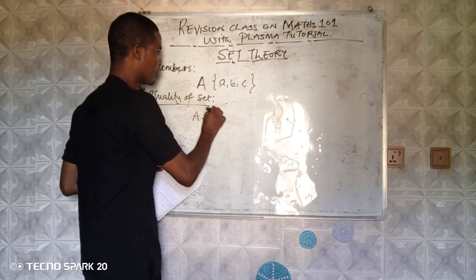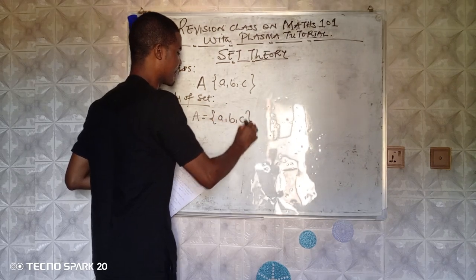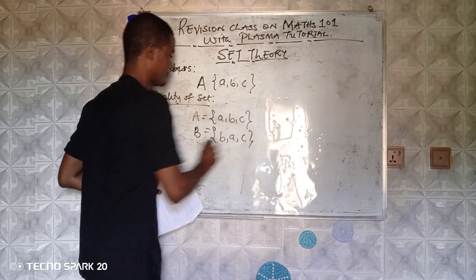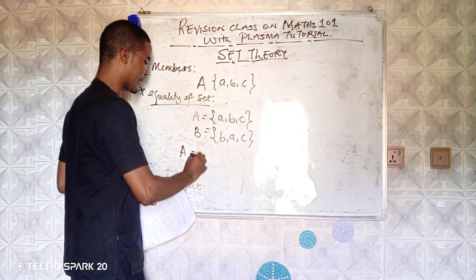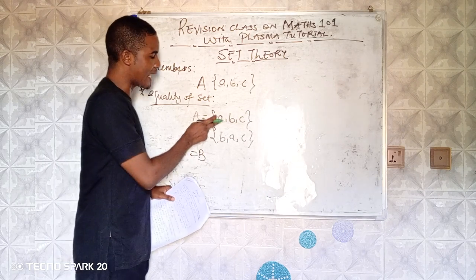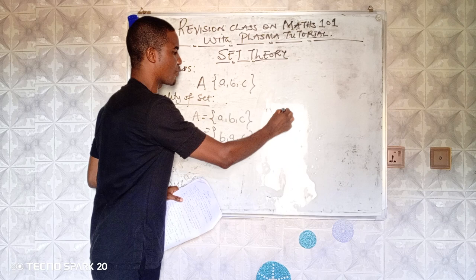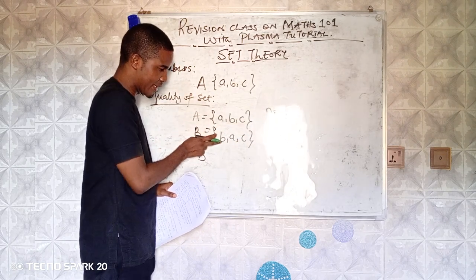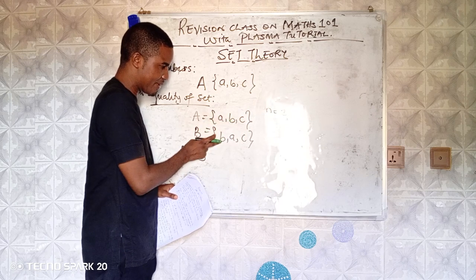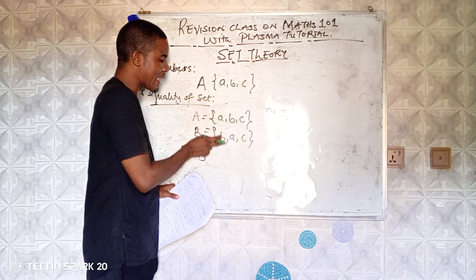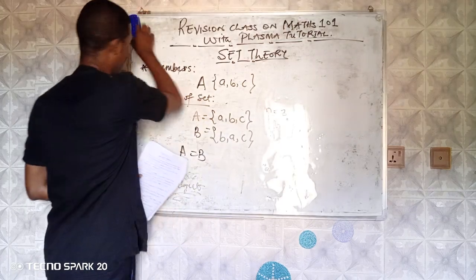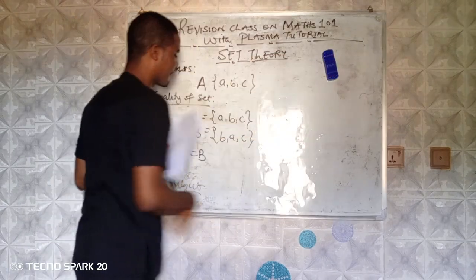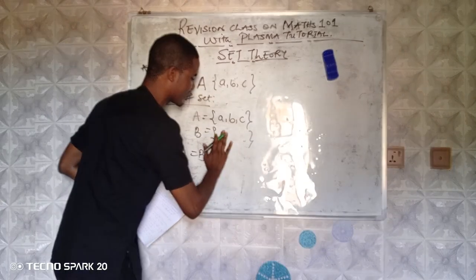If I have set A to be {a, b, c} and set B to be {b, a, c}, I can say that set A equals set B. Why? Because they have the same cardinality, which equals 3, and they have the same members, meaning that whoever you see here, you're going to see here. A is here, a is here, b is here, b is here, c is here, c is here. So sets A and B are said to be equal. However, what of when they have the same cardinality but different members? Let me put an example like this.